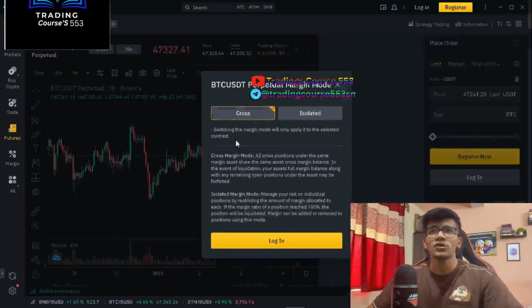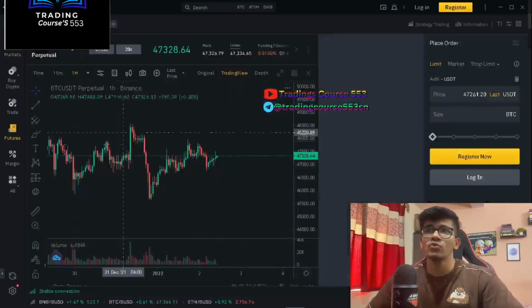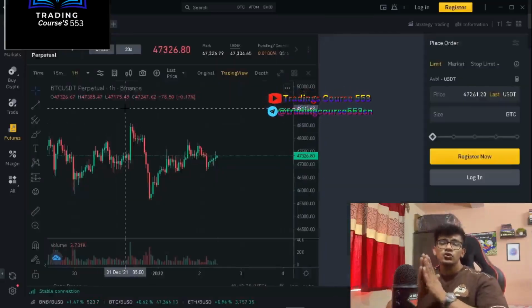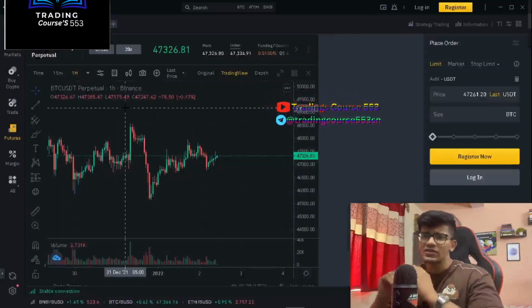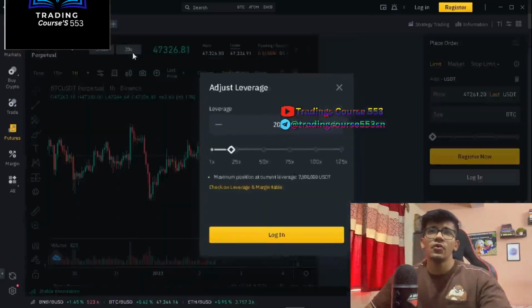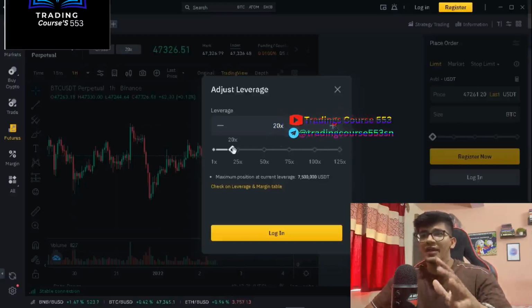Personally, I like to use cross because you can adjust your leverage and do some modifications in cross, but in isolated you cannot do that much. But obviously you should be following your risk management and position sizing at all times. So that's how you're basically going to use leverage. Now how much leverage should you take? I'm going to teach you the right way to take leverage.